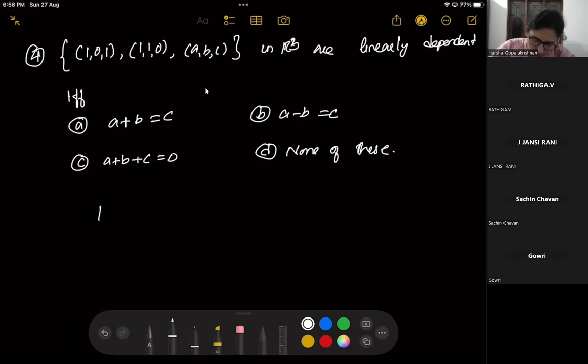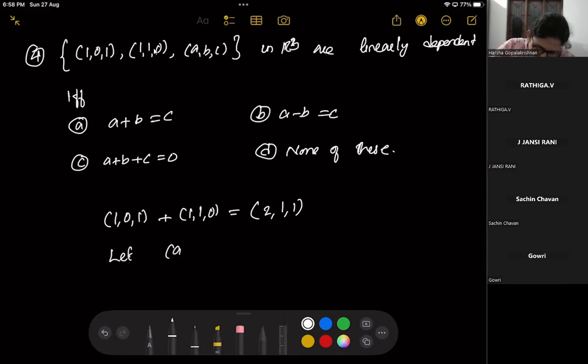Now, for example, I am taking... Okay, first let me give an example. I am adding these elements: 1 0 1 and 1 1 0. Okay, two elements are there, 101 and 110. And I am taking the third as 2, 1, 1. Now, let A, B, C equal this 2, 1, 1.